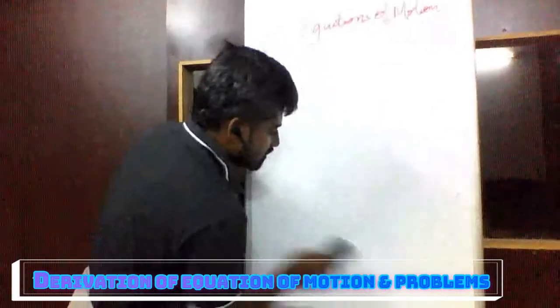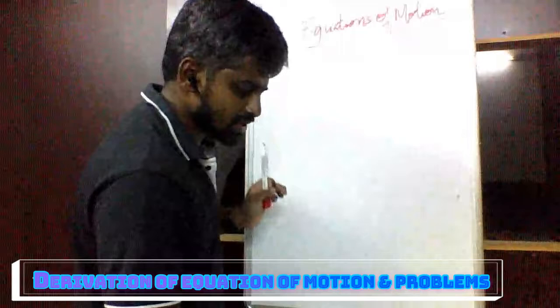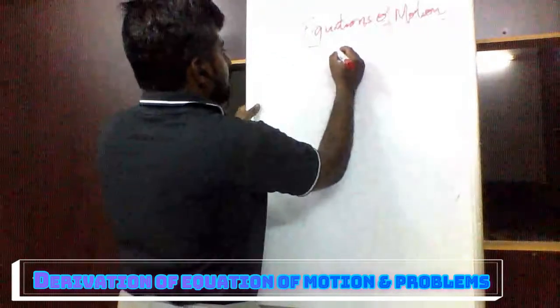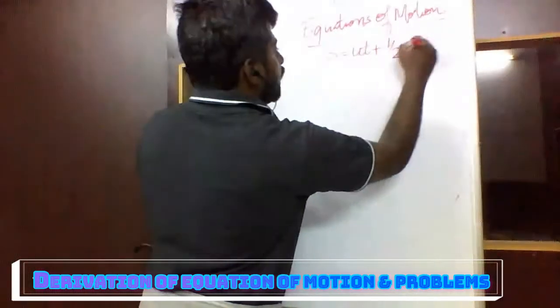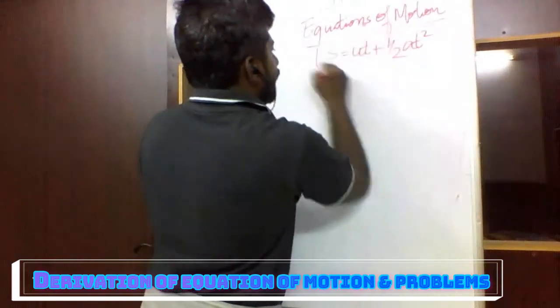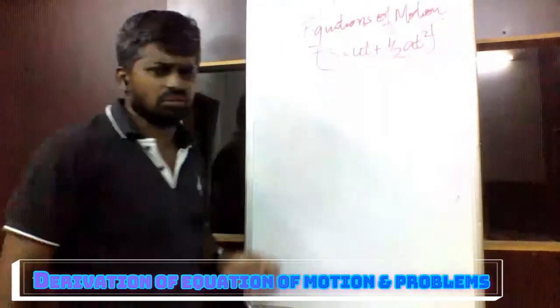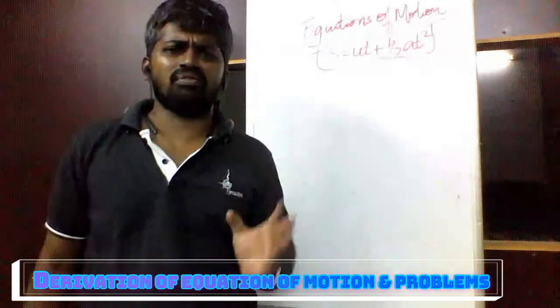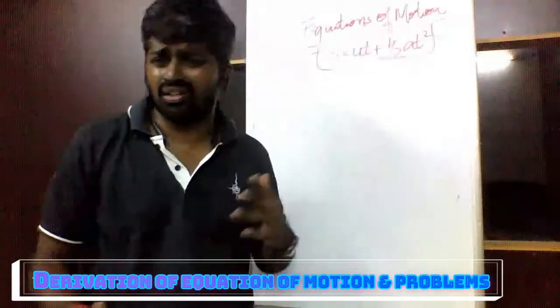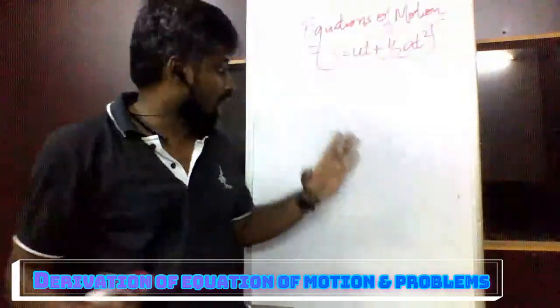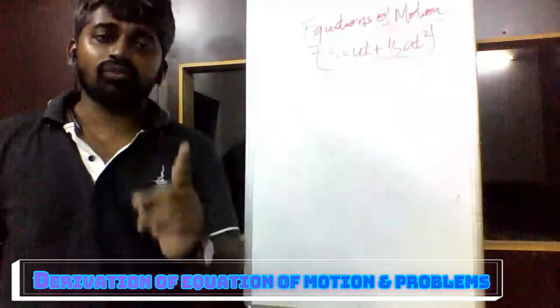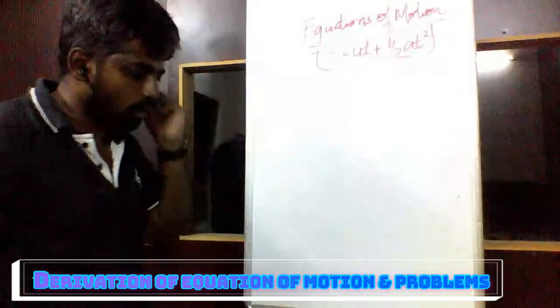Can you say what is the second one? The second one is S is equal to ut plus half at square. While you see the formula, you might be feeling, what is this ut plus half at square? That's simple. I have already said, with the help of this one particular graph, I am going to explain all the three.